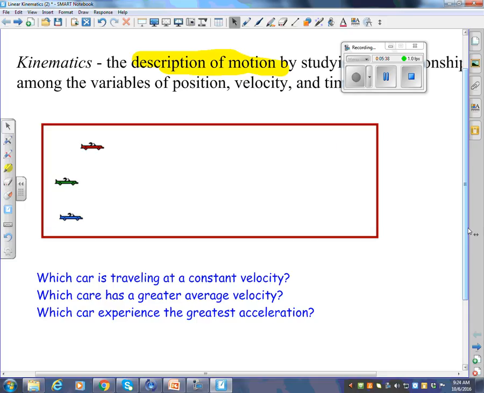Okay, they all go the same distance. Which one does it fastest? The blue one. So does that mean it has the greatest average velocity? Yes, it does, because it covers the same distance in the least amount of time.